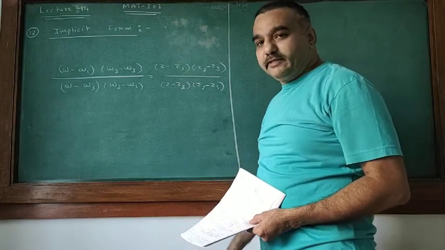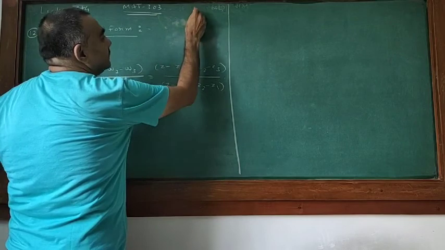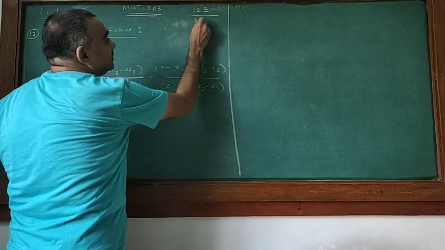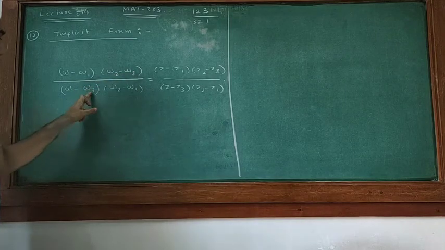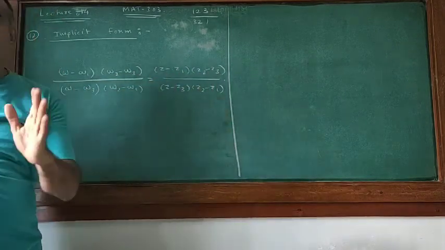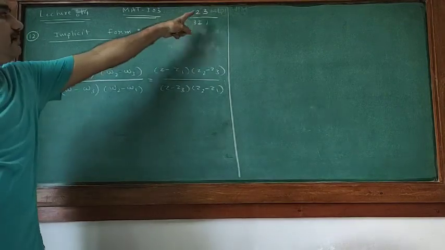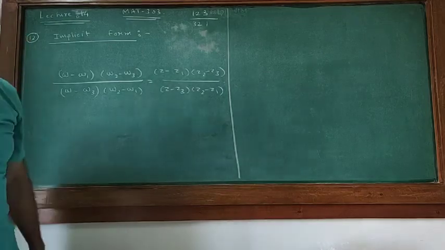How do we remember this? We remember this as 1, 2, 3, 3 to 1. Okay, this is the formula: 1, 2, 3, 3 to 1. That's how we will remember it.